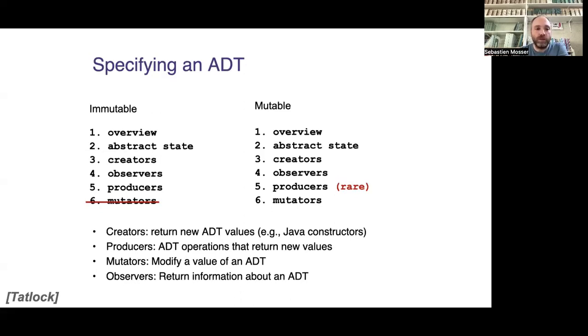So of course, if you have an immutable object, there's no mutator. And if you have a mutable object, the notion of producer is pretty rare, because usually you're just modifying your object, you're not creating new objects. That being said, if you consider, for example, the centroid method that we had in the previous slide, that's kind of like a producer, because I'm taking a set of points, a collection of points, and I'm producing a new point, which is a centroid of those ones. Okay?